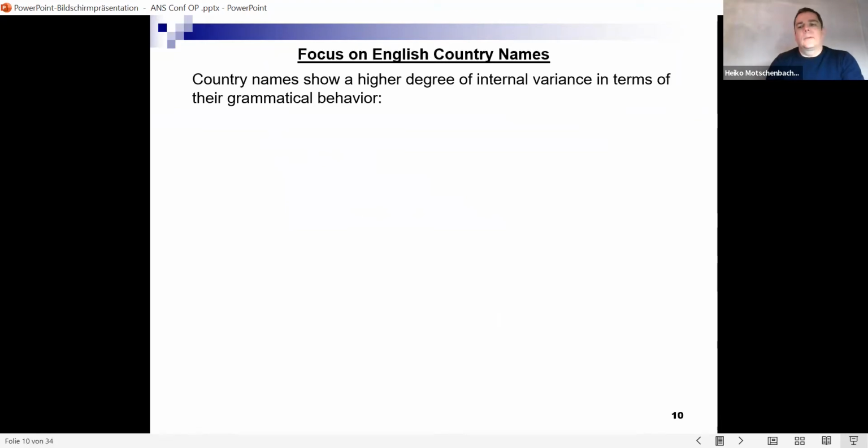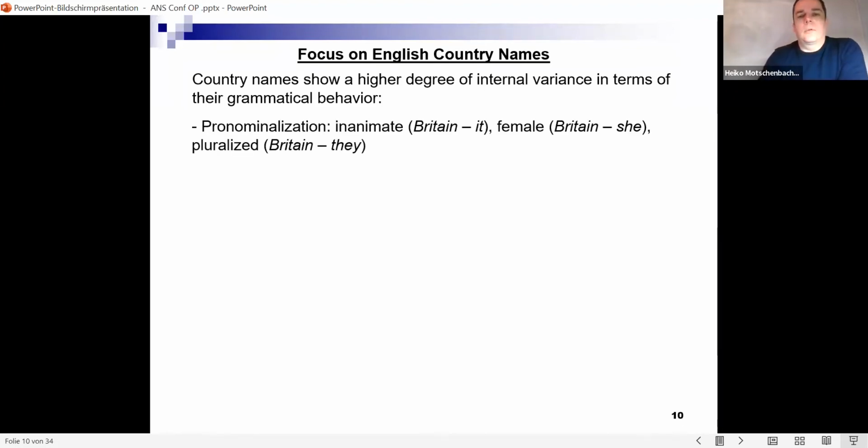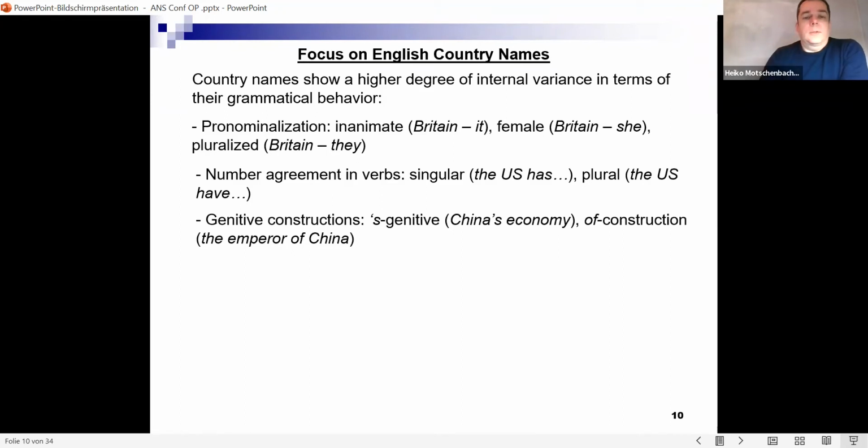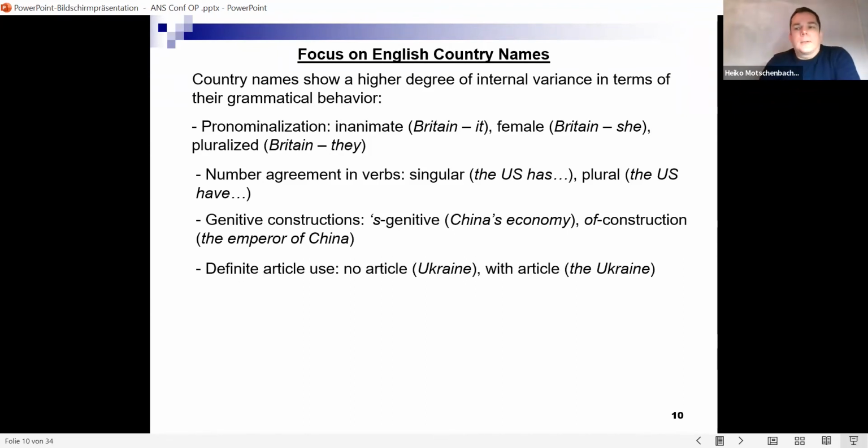Right, this is why it's interesting to focus on country names, actually, at least in English, because they show a higher degree of internal variance with respect to their grammatical behavior. We see this, for example, in their pronominalization. So you can pronominalize country names with it, with he, and with they. Or in terms of number agreement and verbs, they can go with singular or plural agreement. Or there's competition between genitive constructions, the S genitive versus the of construction. And the one feature that I focus on is the definite article. So that's the question, is it used or not?